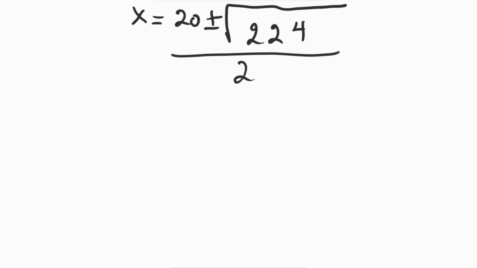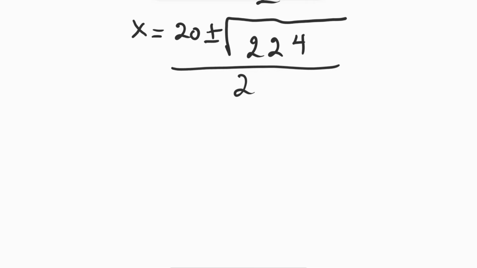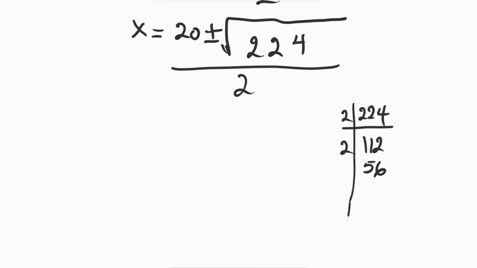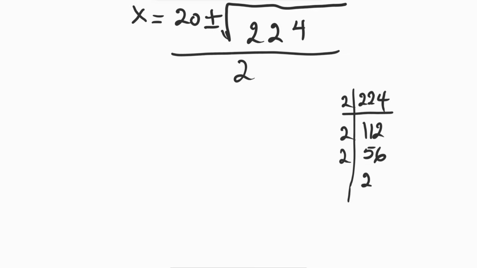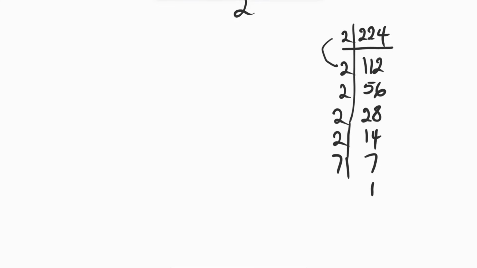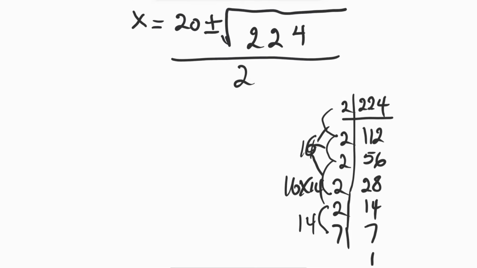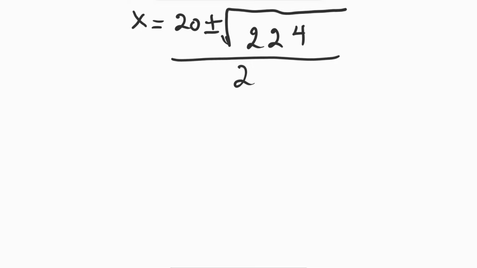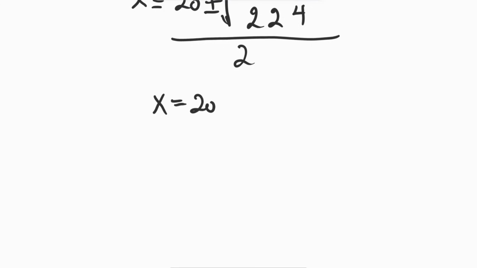Now, let's try to break down square root of 224. Let's try to find some numbers whose square root we can find. 2 here will give us 112, 2 here will give us 56, 2 here will give us 28, 2 here is 14, 2 here 7, 7 here is 1. So now we have 2 times 2, 4 times 2, 8 times 2, 16. And then we have 2 times 7, 14. So now we have 16 times 14. That's what it is. So we can represent 224 as 16 times 14, divided by 2.